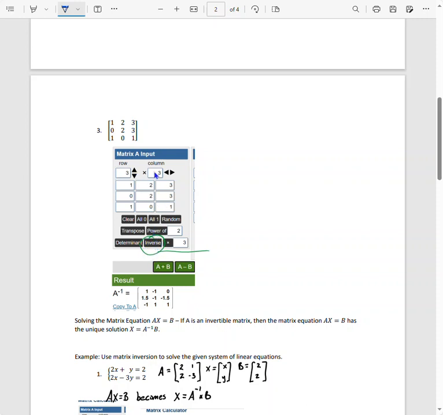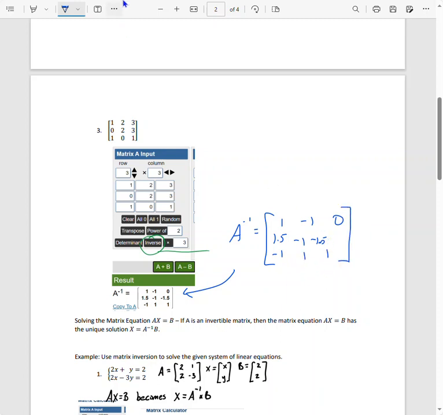Oh, no, that's not true. And then you enter them, 1, 2, 3, second row, 0, 2, 3, third row, 1, 0, 1. Make sure you entered it correctly. And then when you press inverse, that's our answer. A inverse is the matrix 1, -1, 0. Second row, 1.5, -1, -1.5. Third row, -1, 1, 1.